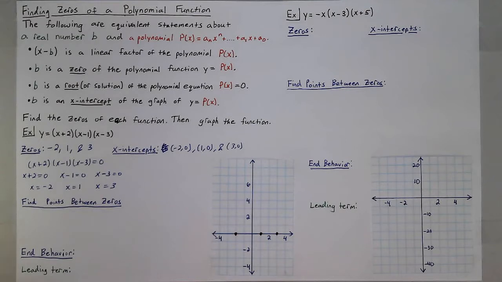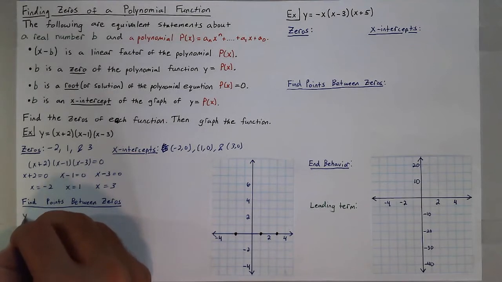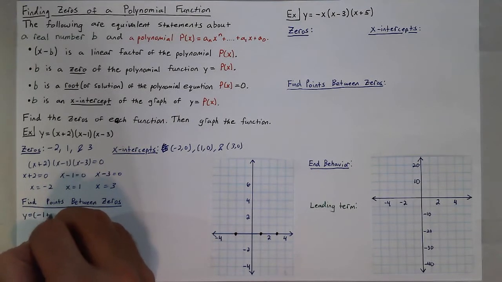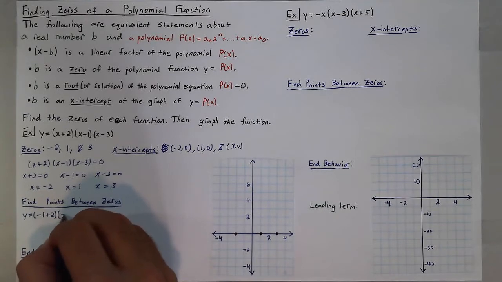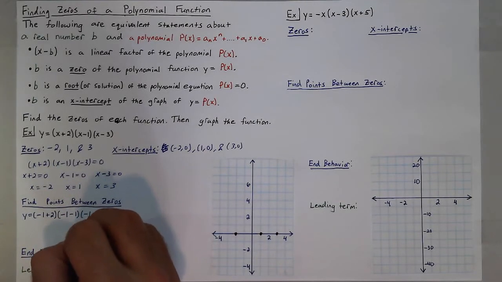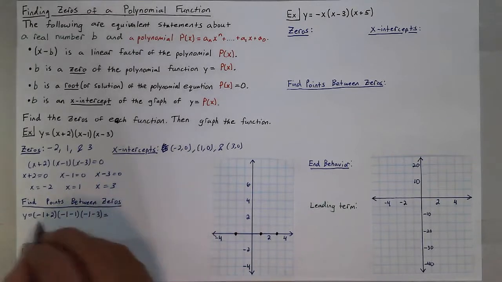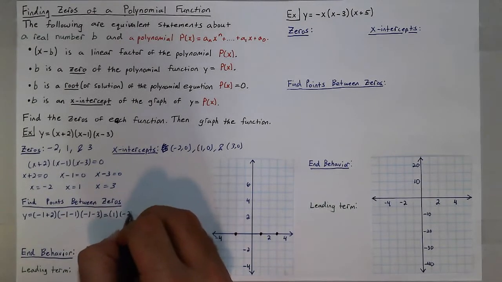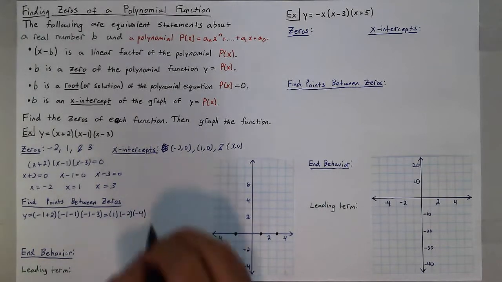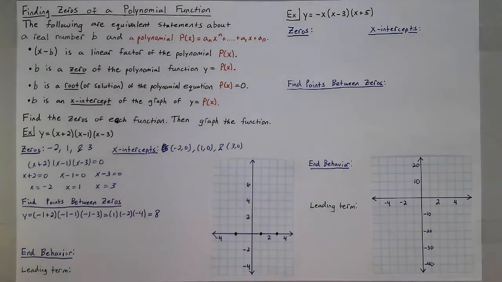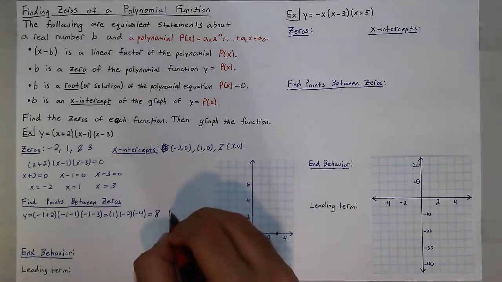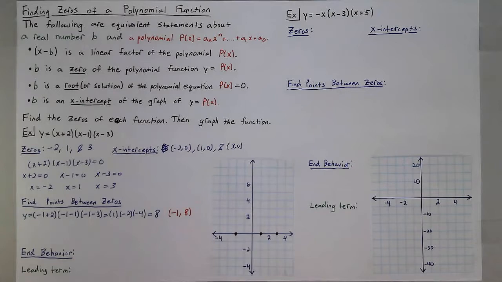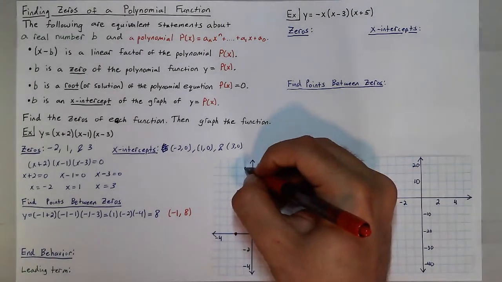So we'll start with plugging in, let's say, between negative 2 and 1, we have negative 1. So I'll plug in negative 1, which means that y would equal negative 1 plus 2 times negative 1 minus 1 times negative 1 minus 3, which gives me 1, negative 2, and negative 4. Multiply it all together, that gives me 8. So a point I can use is negative 1 comma 8.